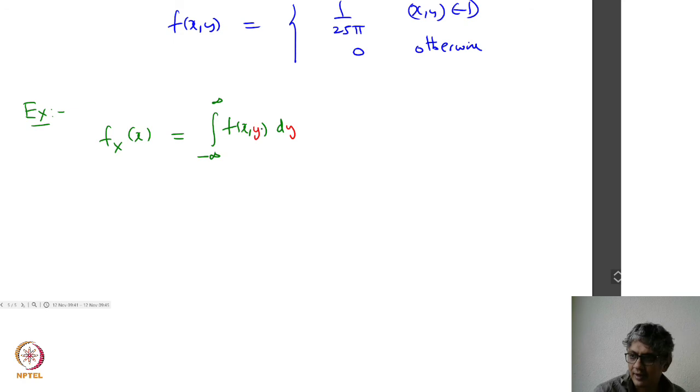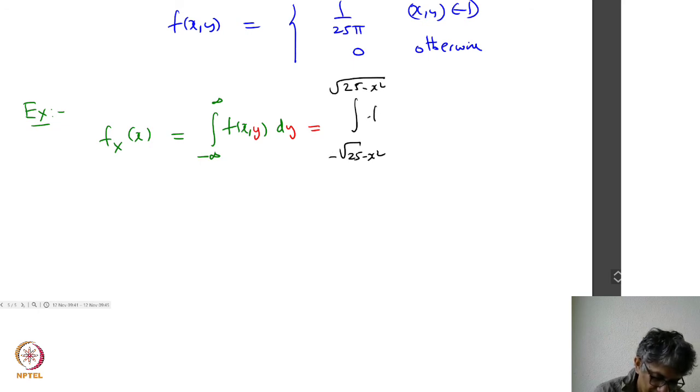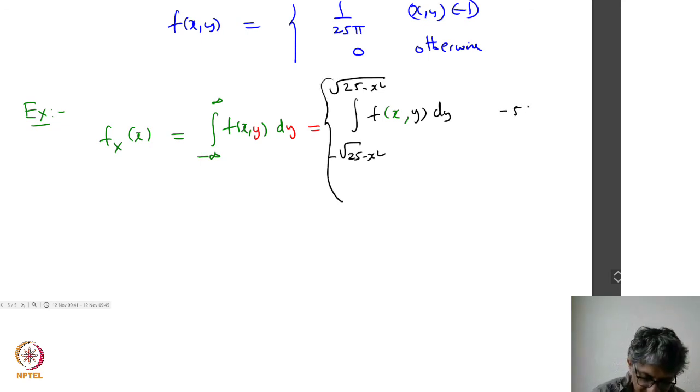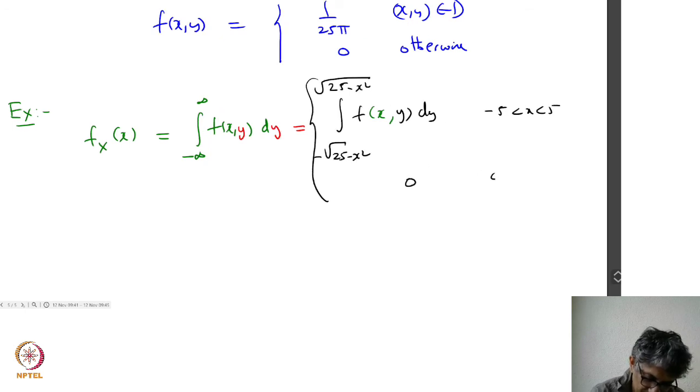The y variable is only positive in the circle, so I have to be careful. If you just think a little bit, it's just going from the negative square root of 25 minus x squared to the positive square root of 25 minus x squared, of f at the point (x, y) dy. This happens if x is between minus 5 and 5 and 0 otherwise.